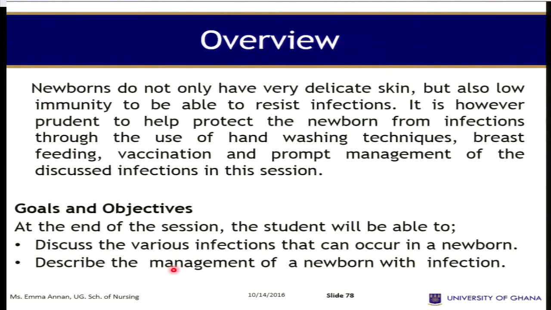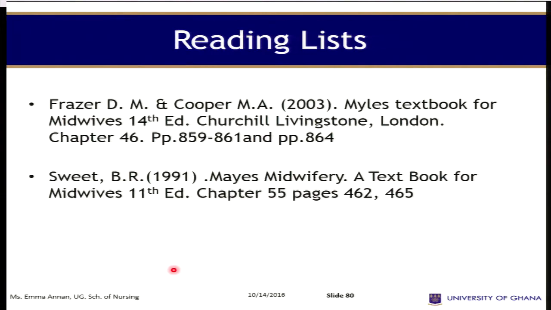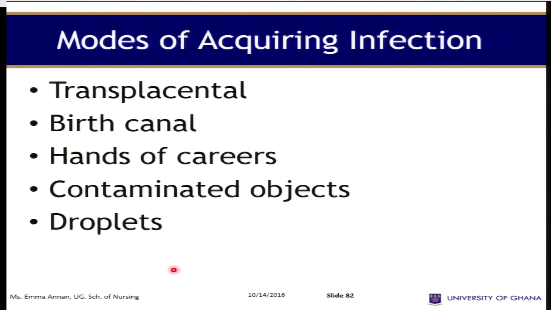In this session, we'll look at infections of the newborn, Ophthalmia Neonatorum, Pemphigus Neonatorum, oral candidiasis, cord sepsis, and neonatal tetanus. So that's the reading list. Infection of the newborn. That's our first topic.